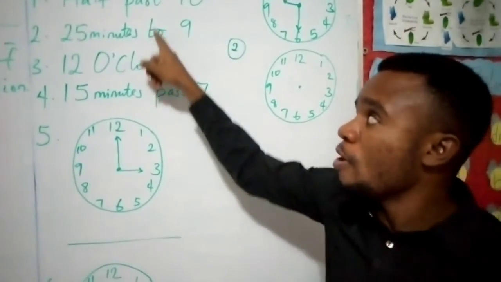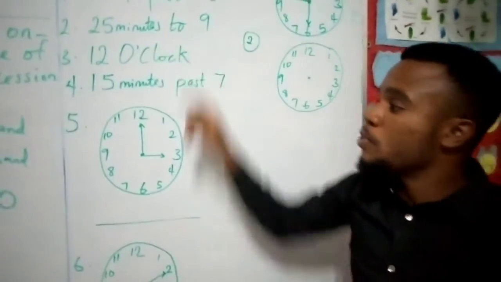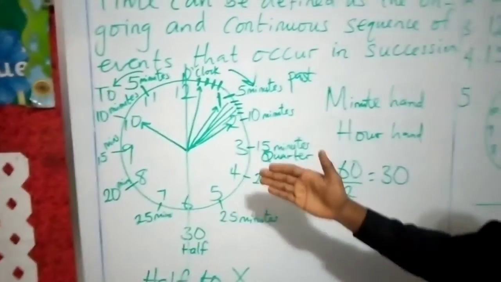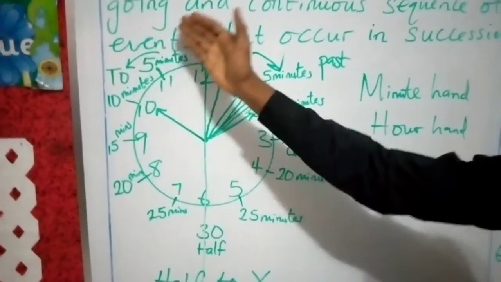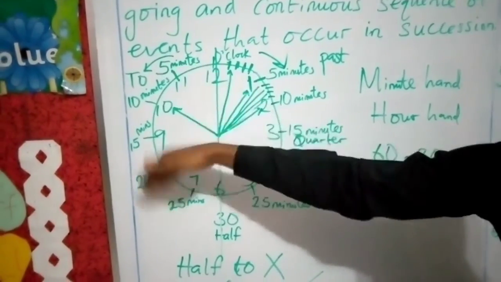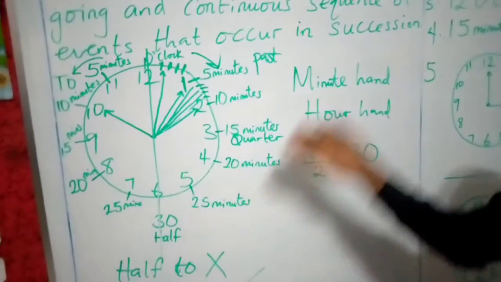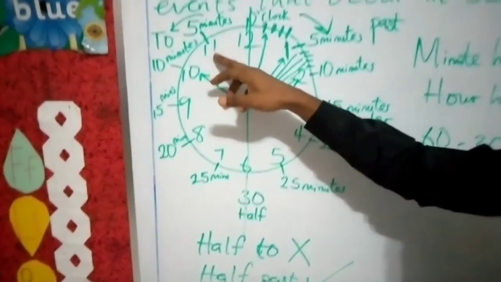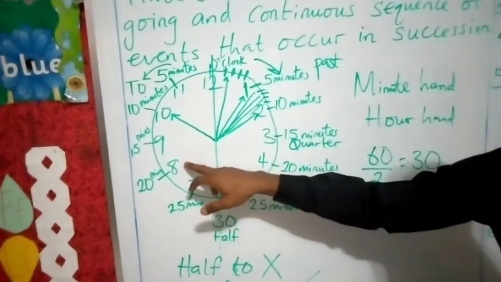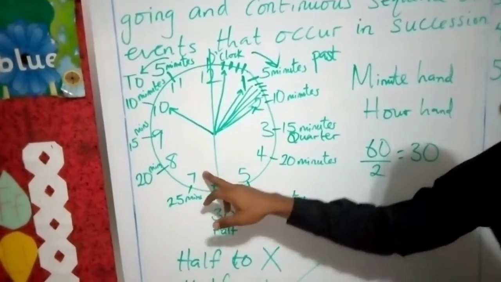Remember you have to take note of past and to. Now where is to? In our clock we said this side is past and this side is to. So that means our minute hand will be pointing at 25 in this part. Remember we have 25 to and we have 25 past. But now we are asked to state it in to. Let's go to to. We have 11 as 5 minutes, 10 as 10 minutes, 9 as 15 minutes, 8 as 20 minutes, and 7 as 25 minutes under to.